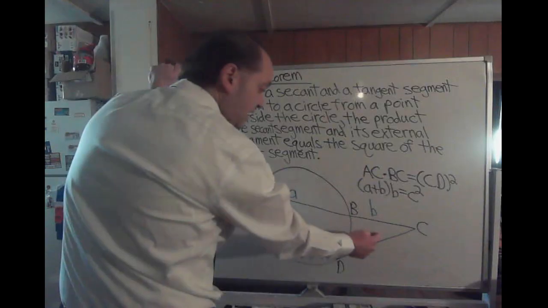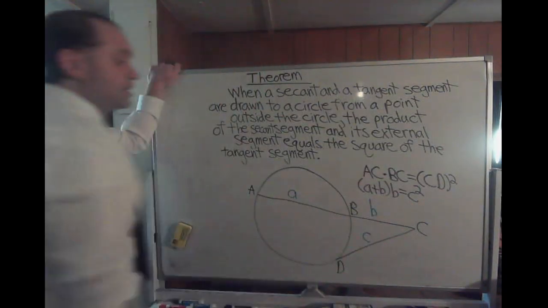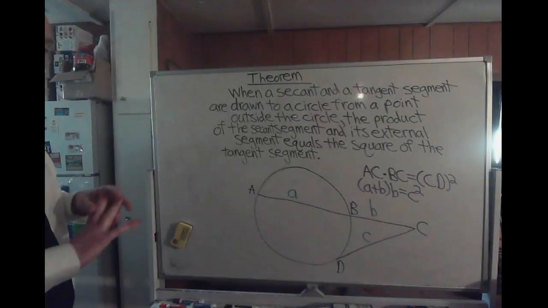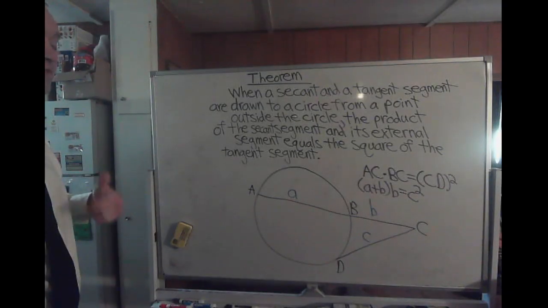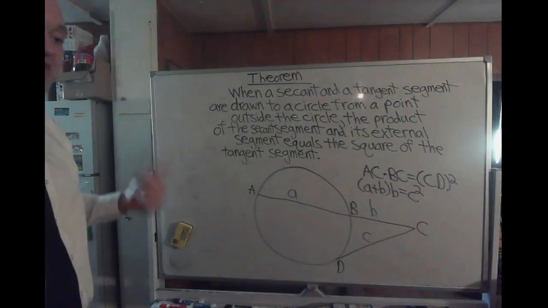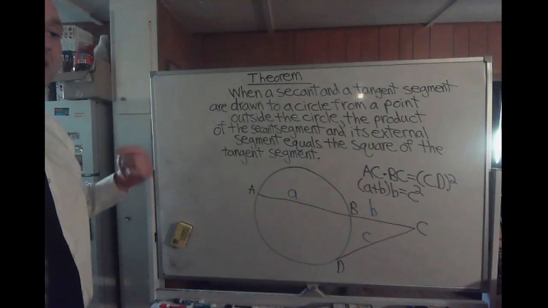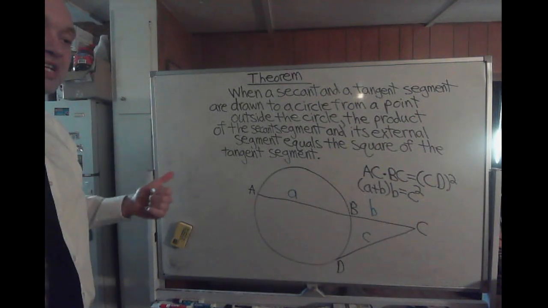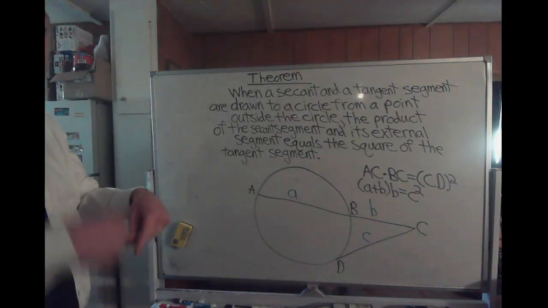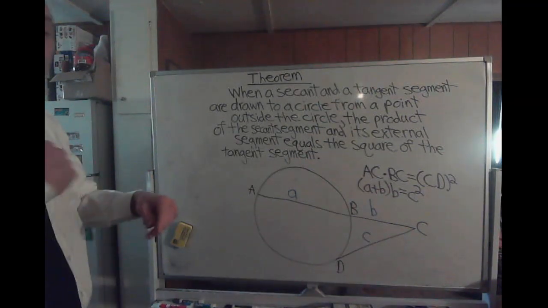That'd be equal to the length of the tangent segment, C squared. So the last two theorems were kind of similar. If you had two secant segments, it's the length of one whole segment times its outer segment, equal to the length of the whole other segment times its outer segment.